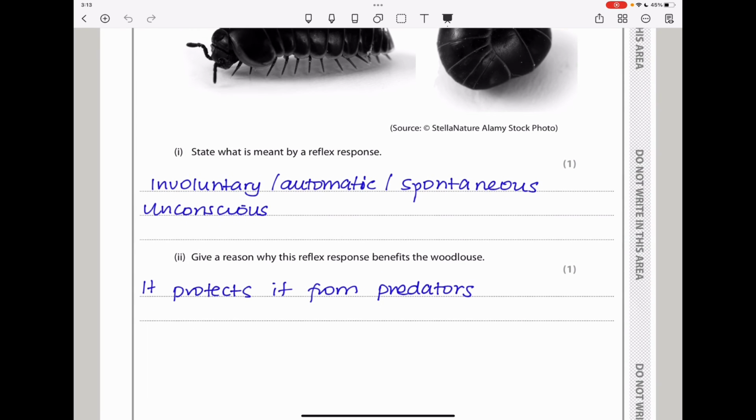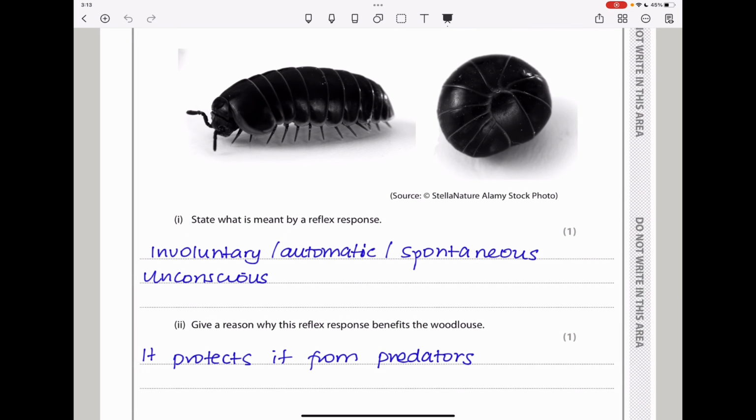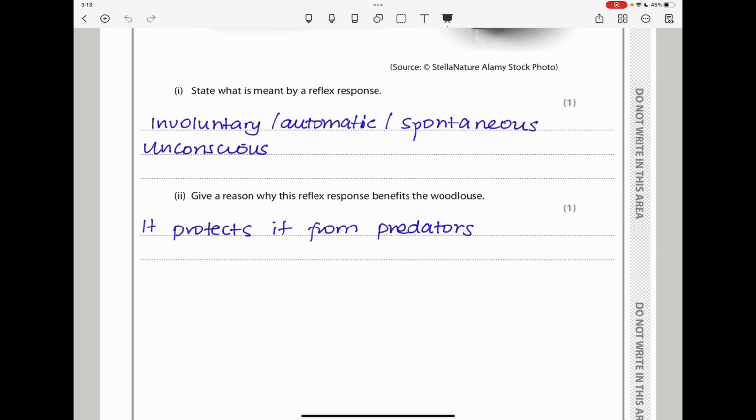So the next part says give a reason why this reflex response benefits the woodlouse. It protects it from predators. So if there is anything, maybe it's scared or almost being eaten, when it curls up, it can protect itself from predators. That is the basic thing.